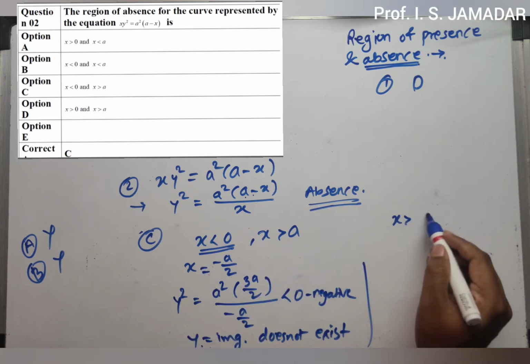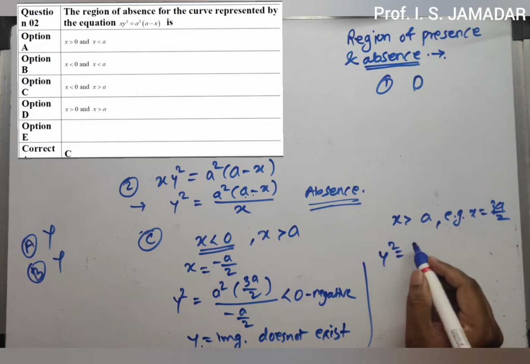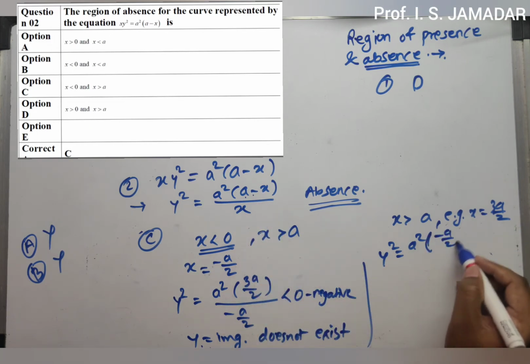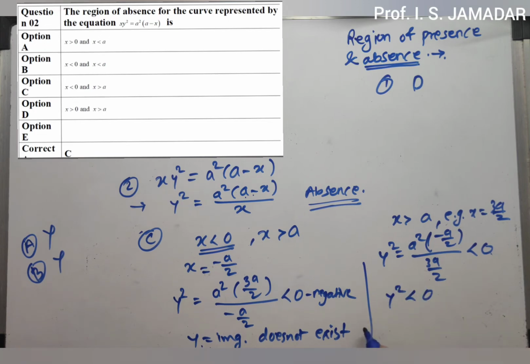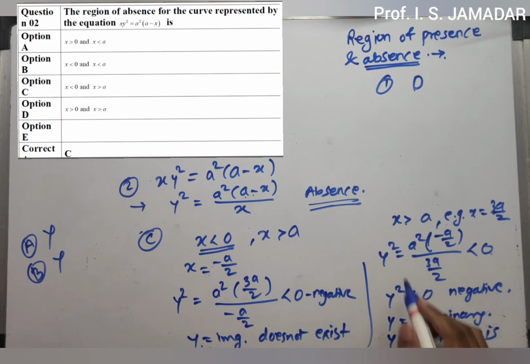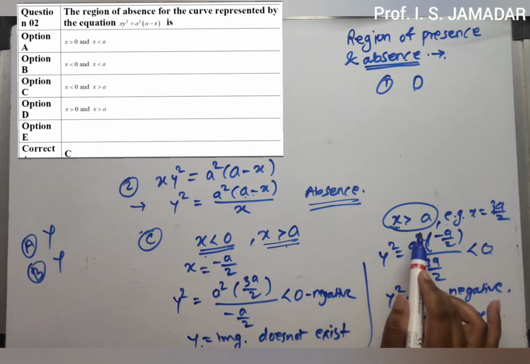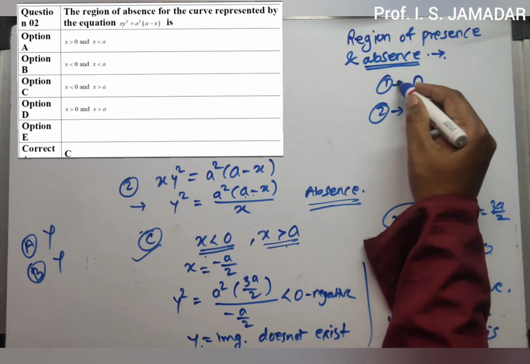Let us check for x greater than a. For example, suppose we take the value x is equal to 3a upon 2. So y square will be equal to what? a square into a minus 3a upon 2. So a minus 3a upon 2 will be minus a by 2, divided by x, that is 3a by 2. Again, you can see that this value is negative. y square is less than 0, negative, it means y is imaginary, because the square root of a negative is imaginary. So for x greater than a also, y does not exist, means the curve does not exist. Means for both x less than 0 and x greater than a, the curve is not existing, means it is the absence. So option C is the correct answer. So for the second question, the answer is option C.